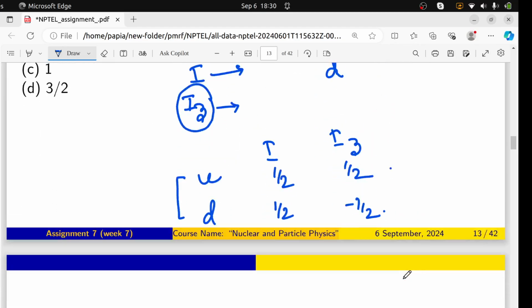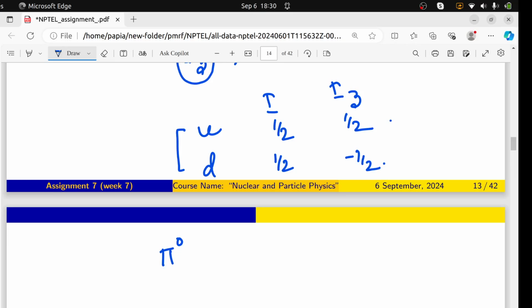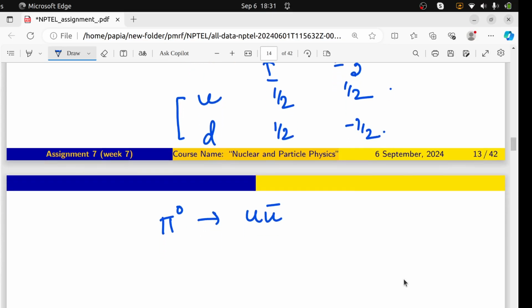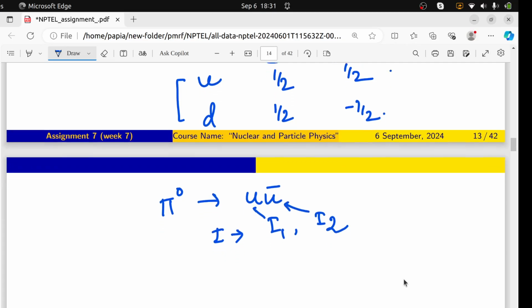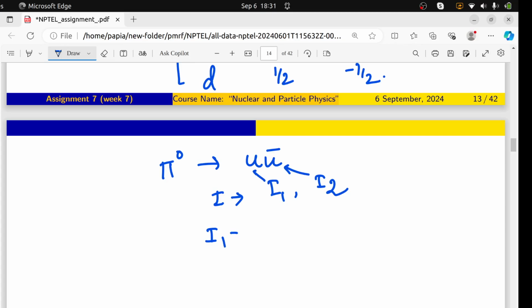Now coming to pi 0, whatever they are asking. For the pi 0 case, the content is u u bar. So if it is u u bar, that means one I1 is given and another I2 is given. I1 for u, I2 for u bar. So I1 is half, I2 is again half. Yes, this is bar, but still it has the same isospin, right? This is the antiparticle of u, but still it has the same isospin as half.